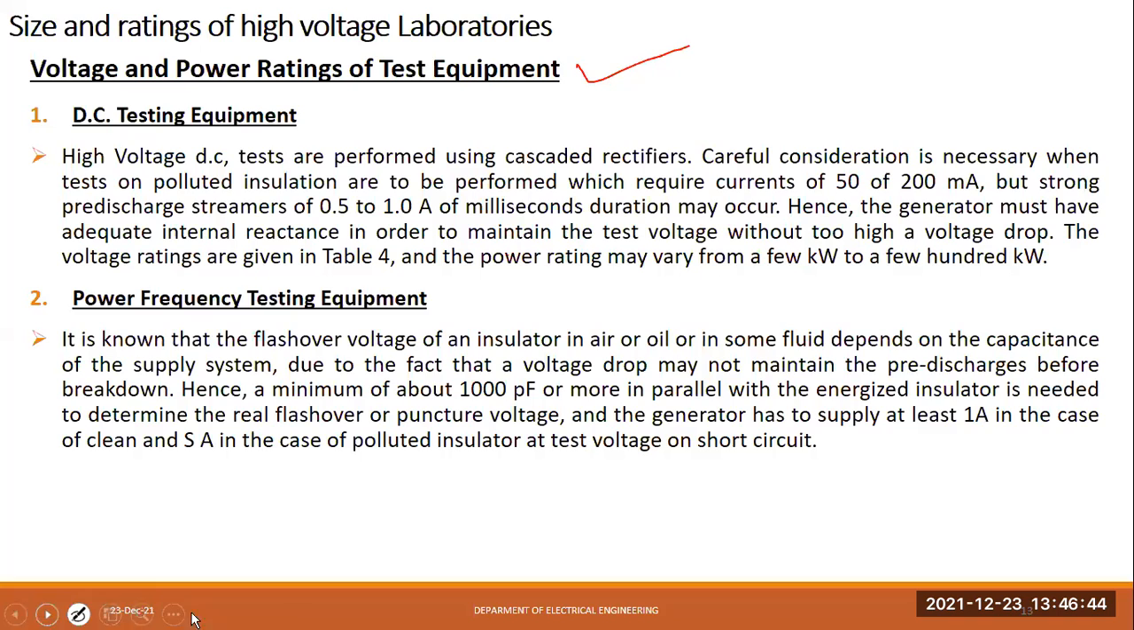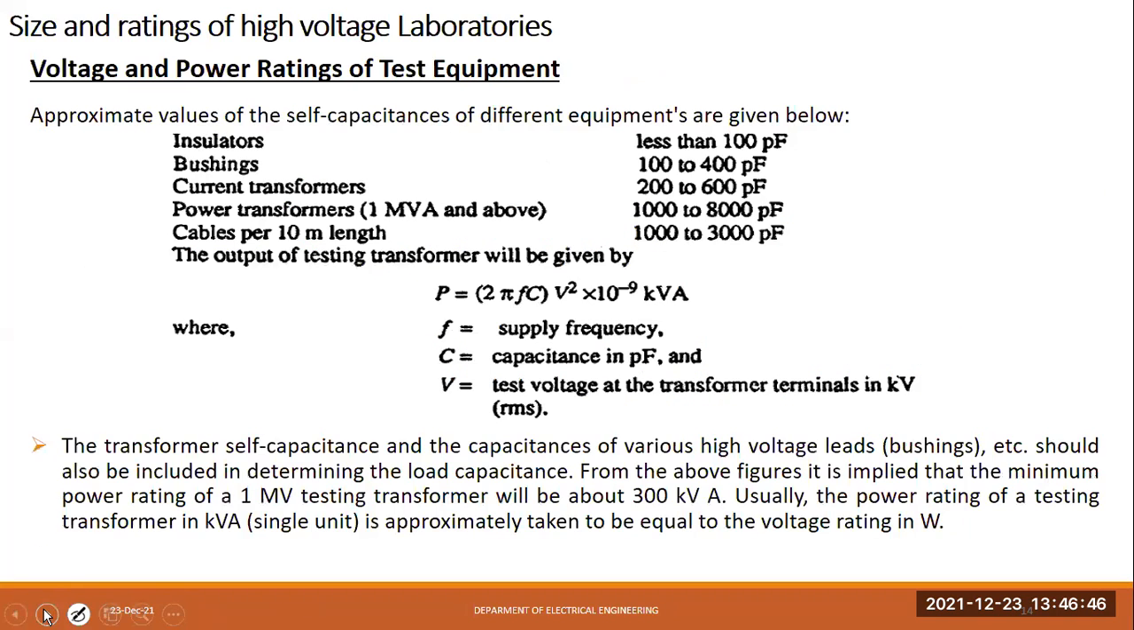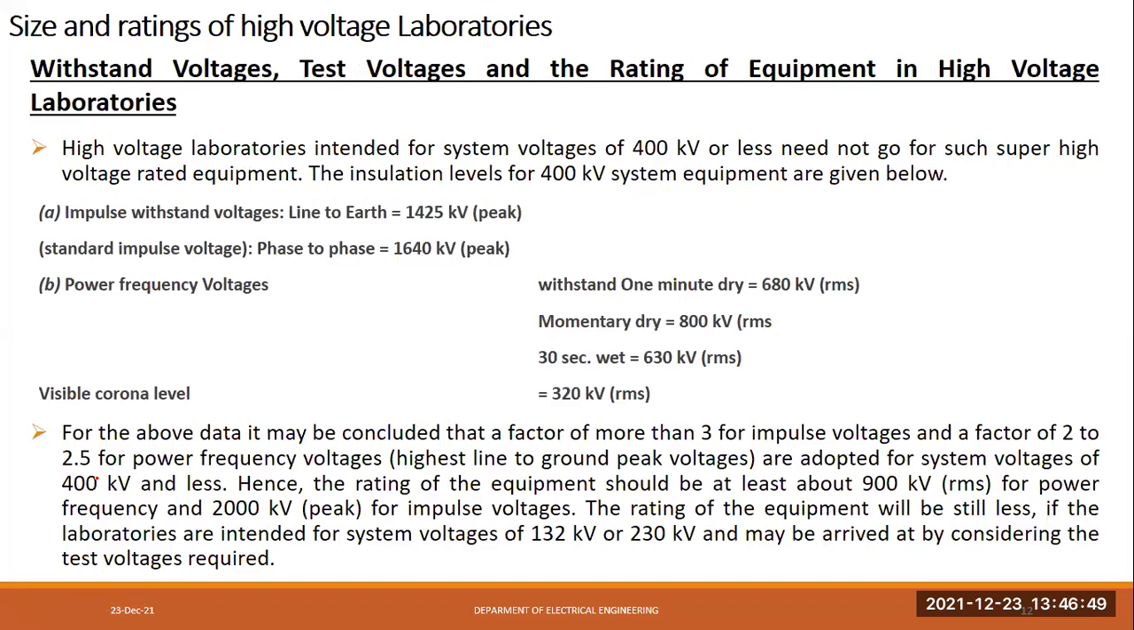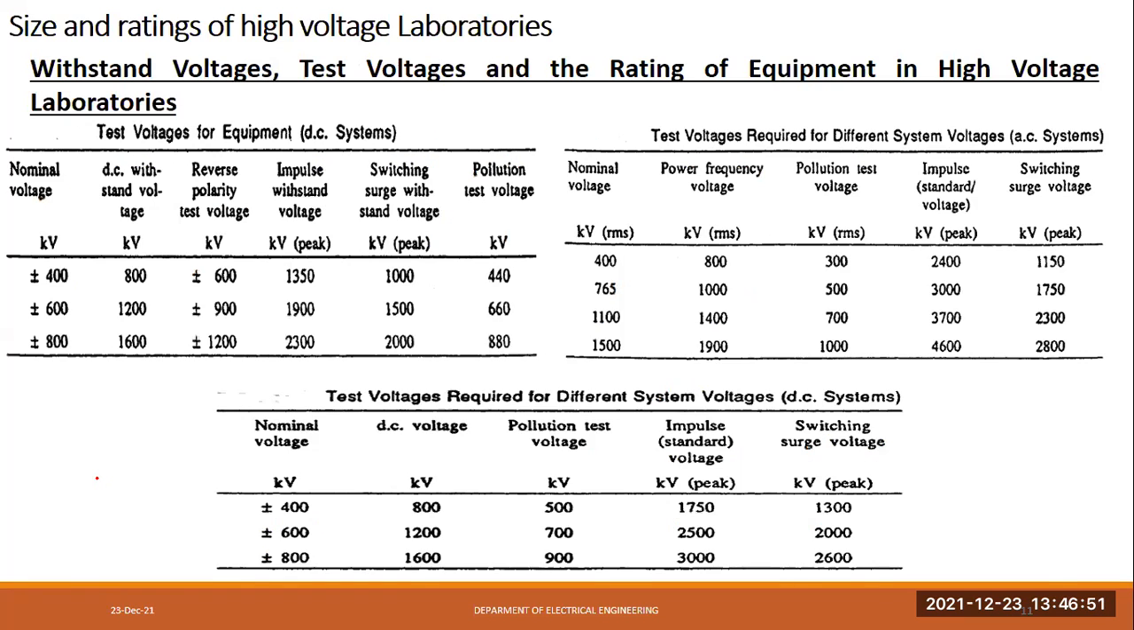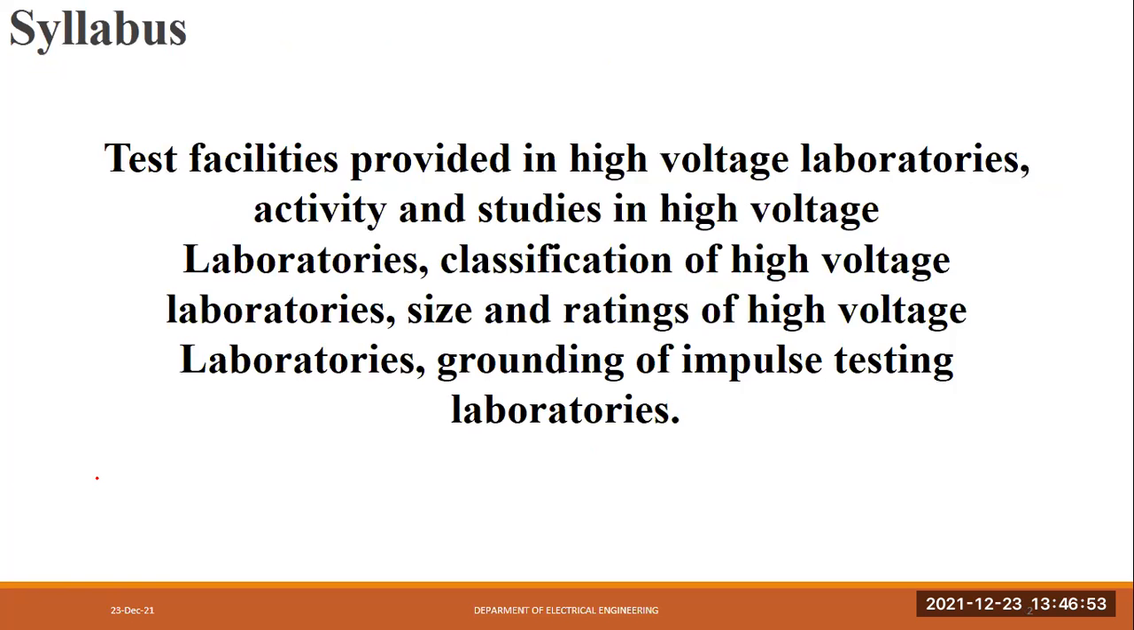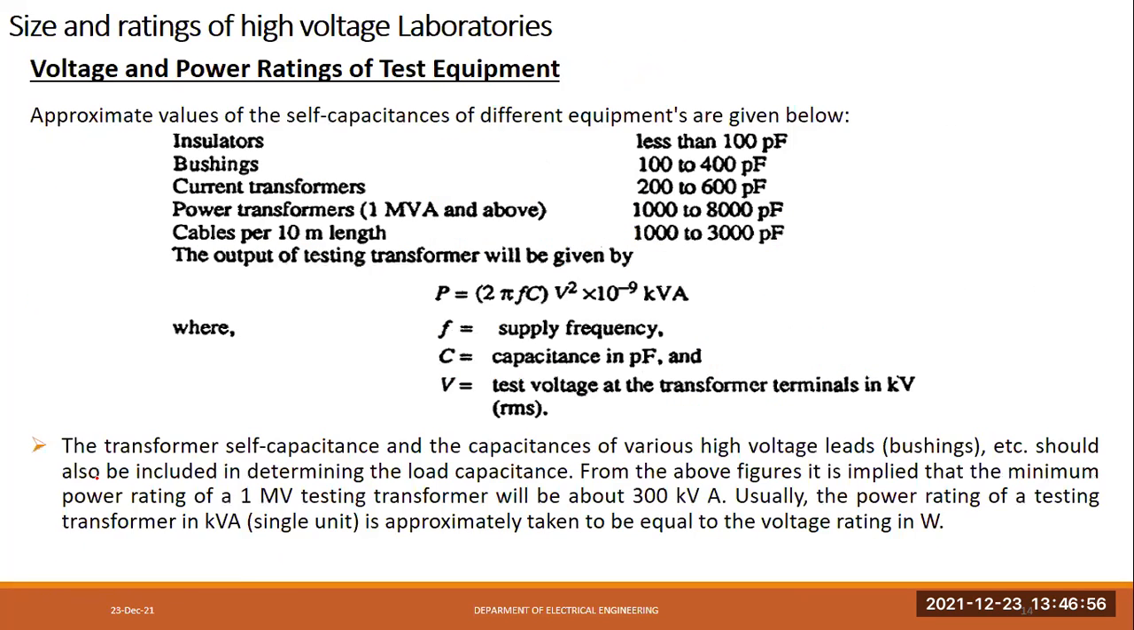So, let us move again towards the self capacitance values I was talking about for the different equipment. Here we can see that insulators are less than 100 picofarad, whereas for the bushings it should be around 100 to 400 picofarad.